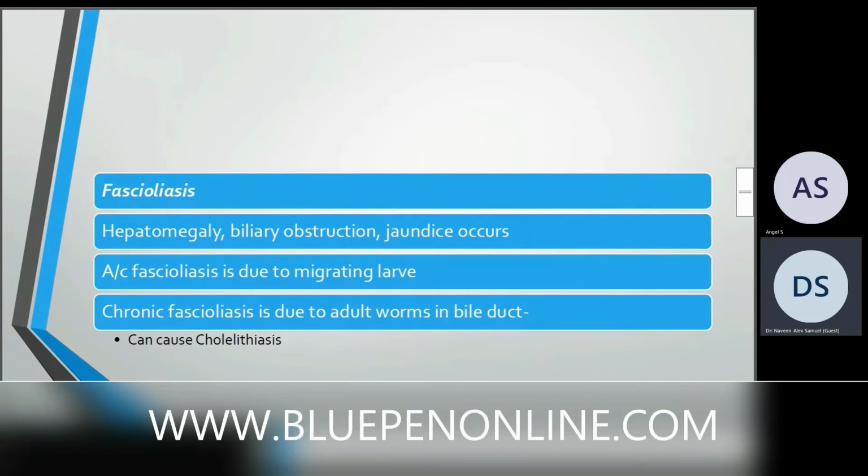So acute fascioliasis is due to the migrating larva. Migrating larva means the larva starts migrating from one area to another, under the skin or into the organs, and it causes the following diseases. If it goes into the liver, it causes liver obstruction. If it enters the skin, it causes cutaneous larva migrans. Then chronic fascioliasis is due to the adult worm in the bile duct. It causes cholelithiasis.